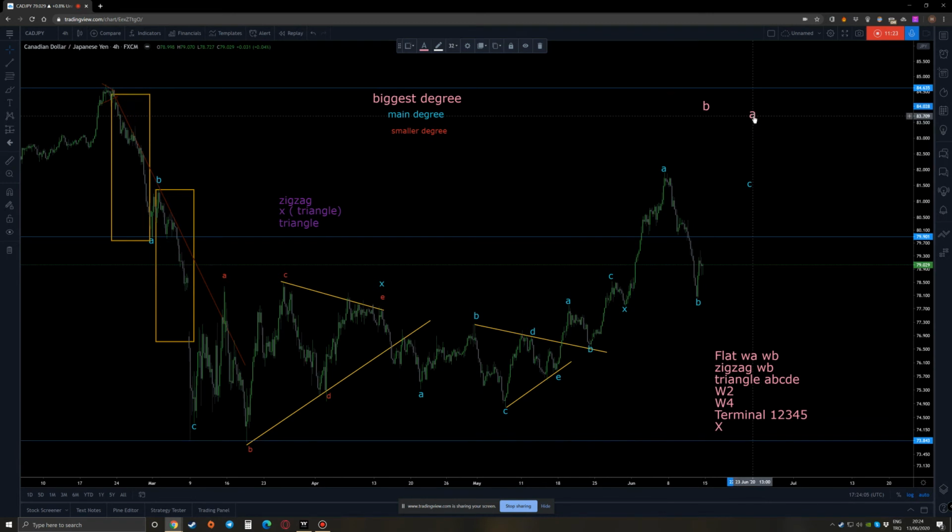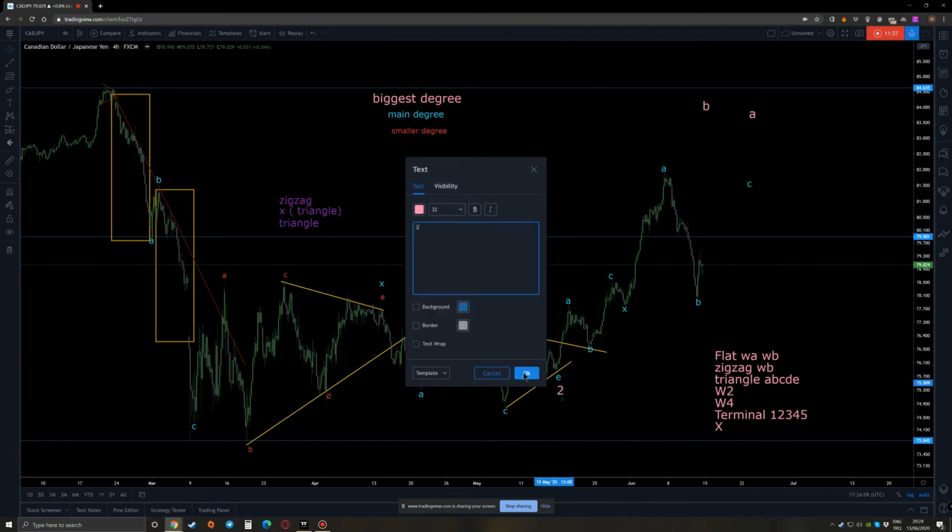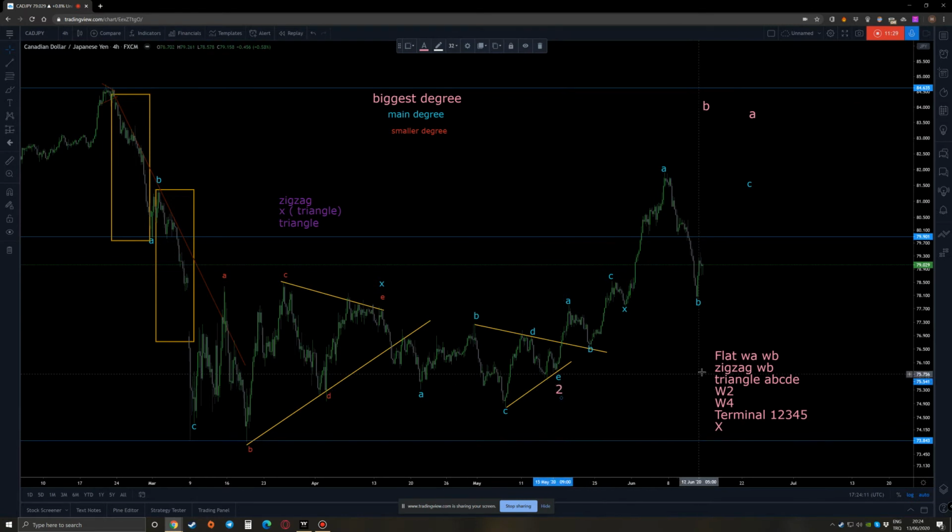Look, but if this was a second wave, for example, on an impulsive move, I know that whatever starts here on this degree has to be 1, 2, 3, 4, 5. Why? Because wave 3 of a classical impulsive move has to be impulsive. So it means that this degree has to be 1, 2, 3, 4, 5. I hope you get the idea.